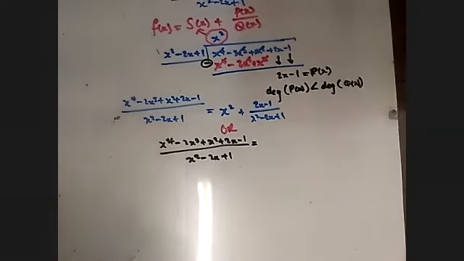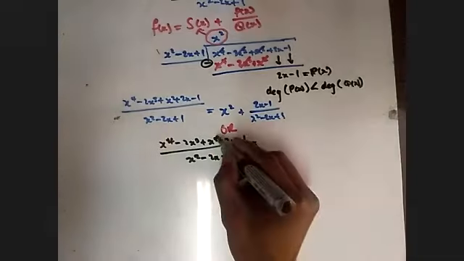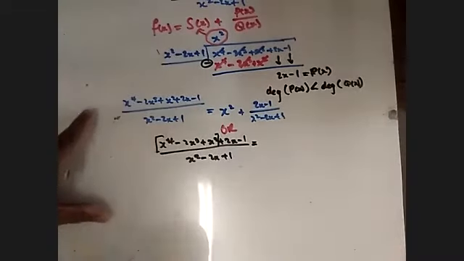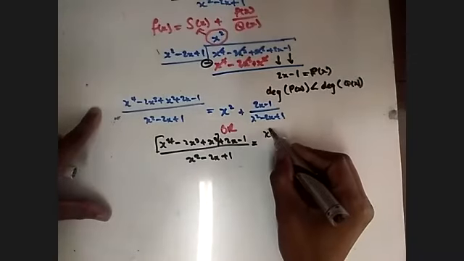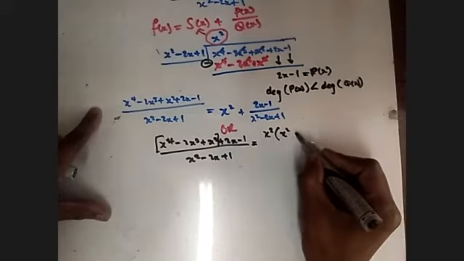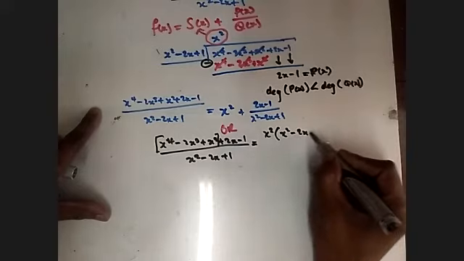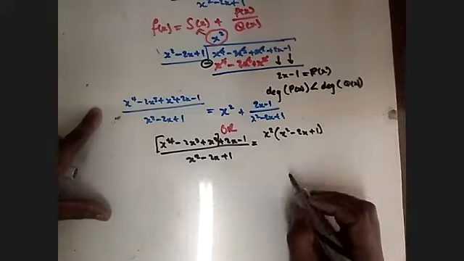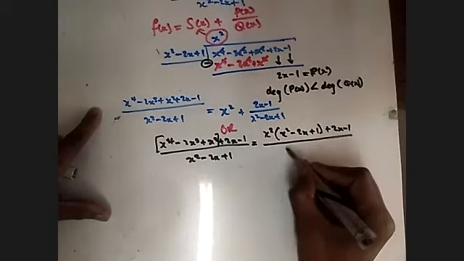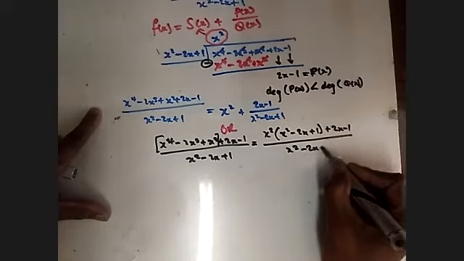Now, I want you to look at only these 3 terms, and let us take out a common factor, which is x squared. What are we left with? We're left with x^2 - 2x + 1. And then I've got this plus (2x - 1) divided by x^2 - 2x + 1.